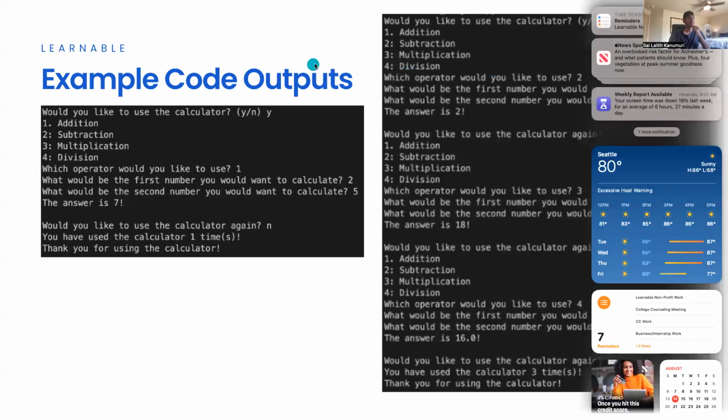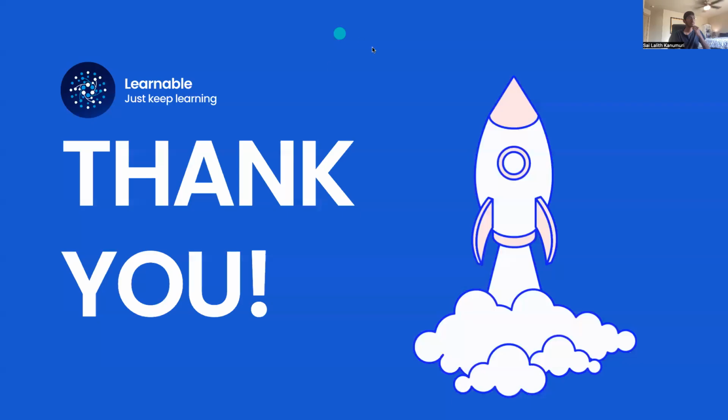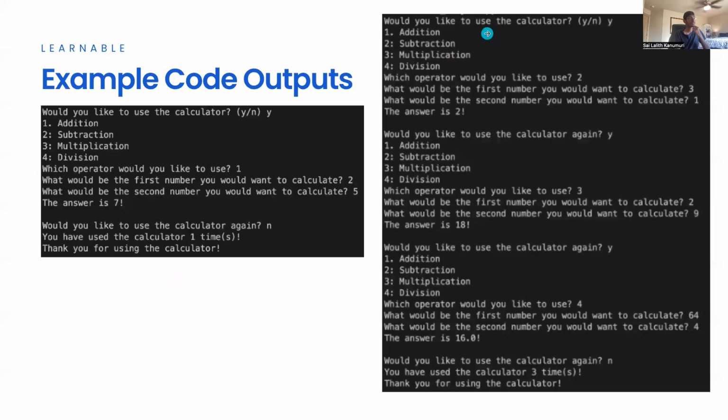Let's try here. Oh, sorry, my bad. Would you like to use a calculator? Yes. Pick one of these 4. I'd like to use subtraction. So 3 minus 1 is 2. Would you like to use the calculator again? Yes. Again, this pops up. See that while loop? So addition, subtraction, multiplication, division. Which operator would you like to use? 3, multiplication. So 2 times 9 is 18.